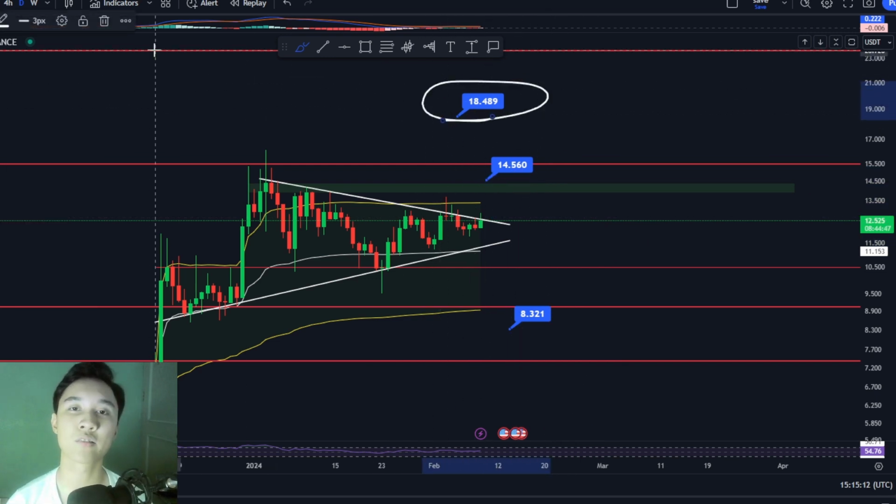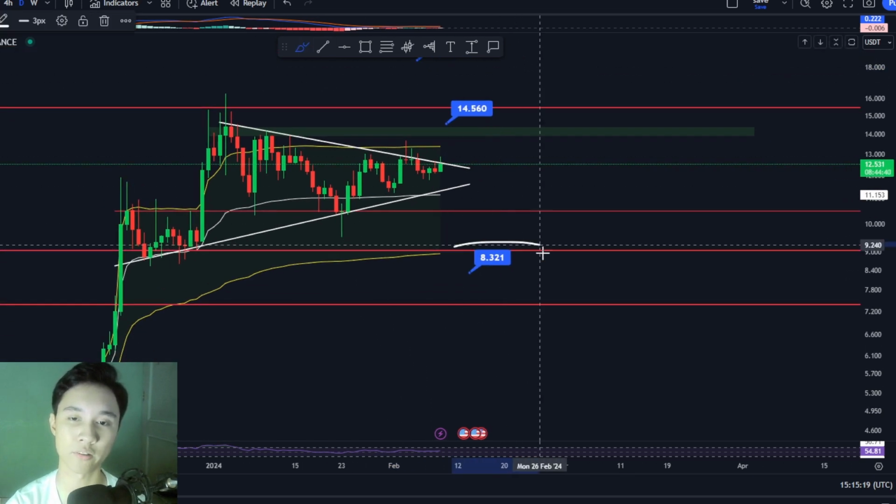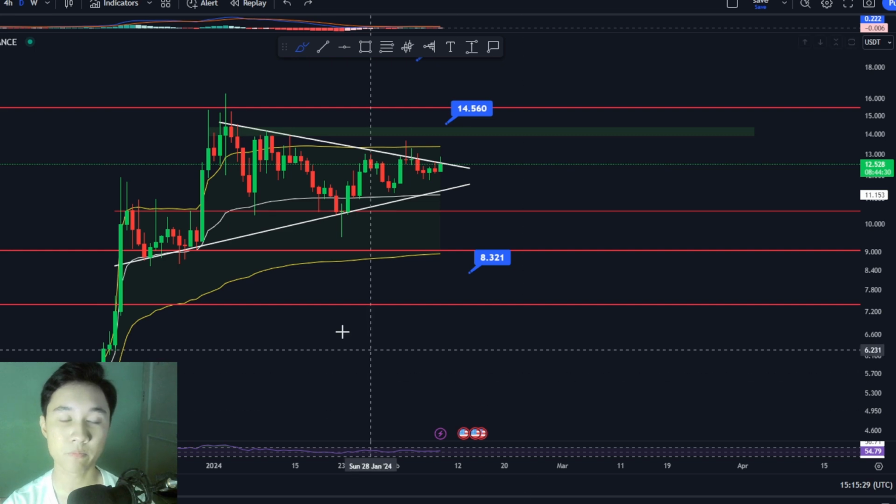And if we do see ICP, Internet Computer, break towards the downside of the triangle, then we are looking at the price target right here at $8.3. That is the short-term scenario for ICP.